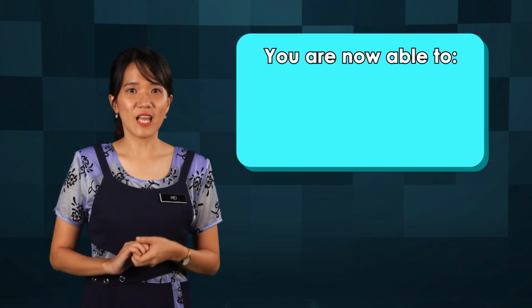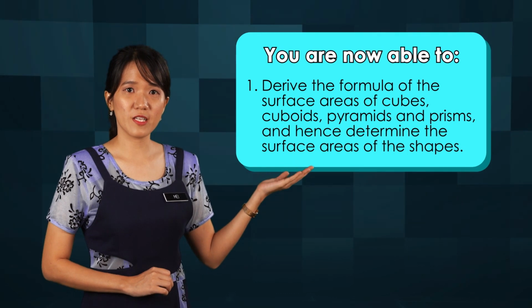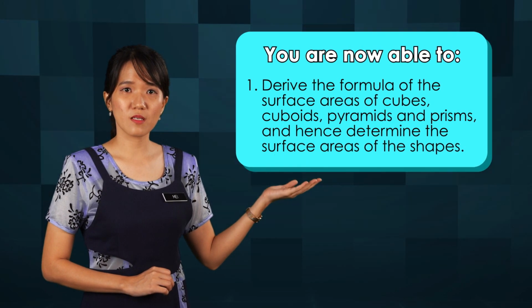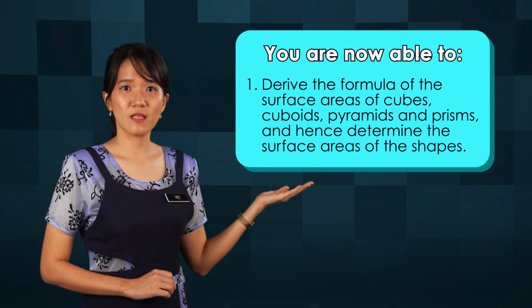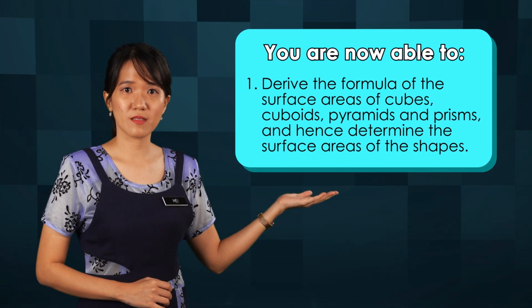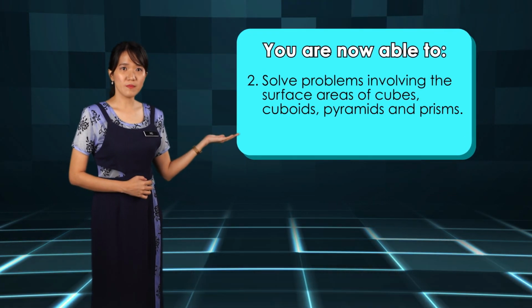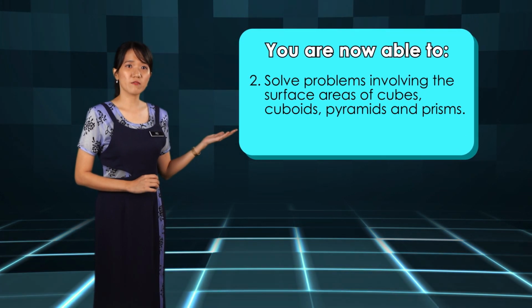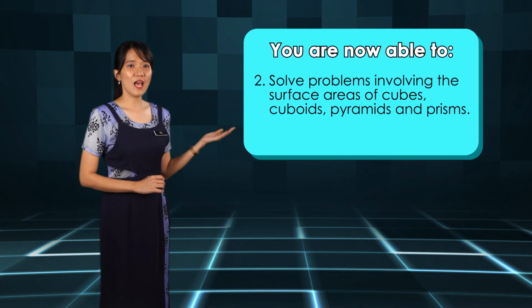Have fun! We have come to the end of the lesson. Now, you are able to derive the formula of the surface area of cubes, cuboids, pyramids, and prisms, and hence determine the surface area of the shapes. Besides that, you are able to solve problems involving the surface area of cubes, cuboids, pyramids, and prisms.